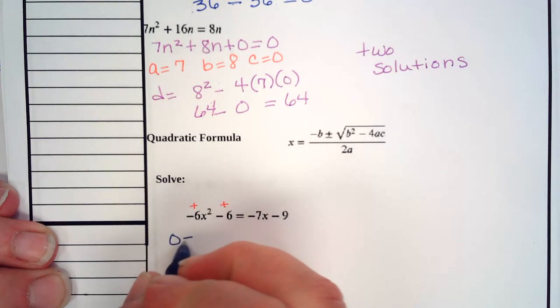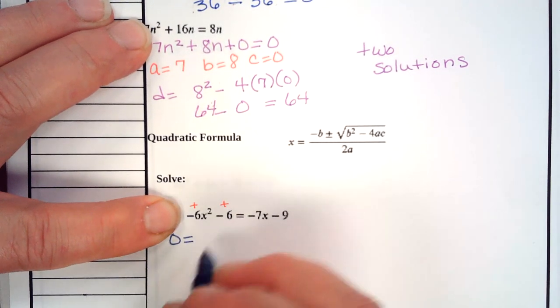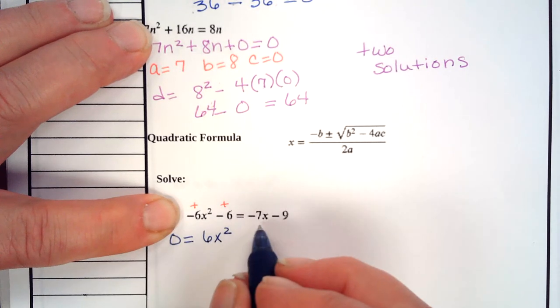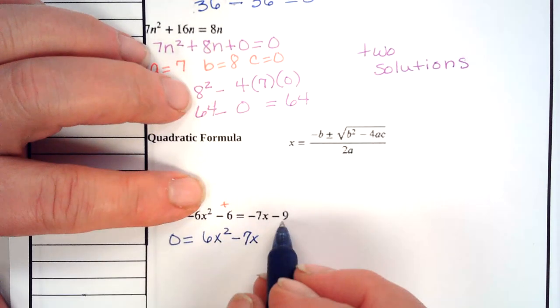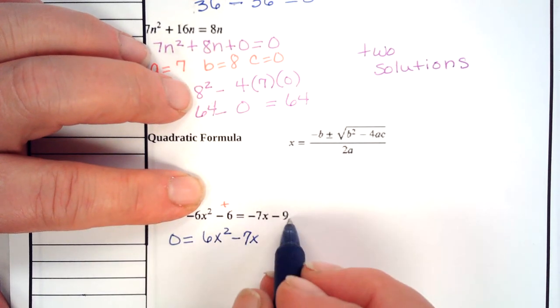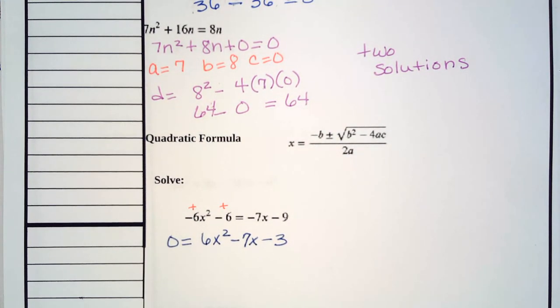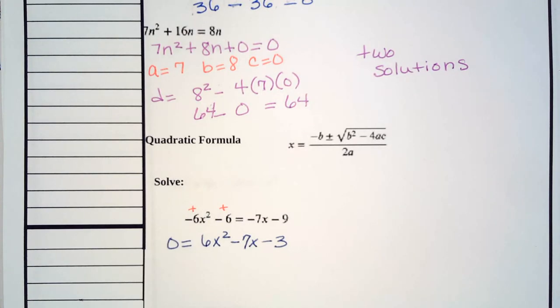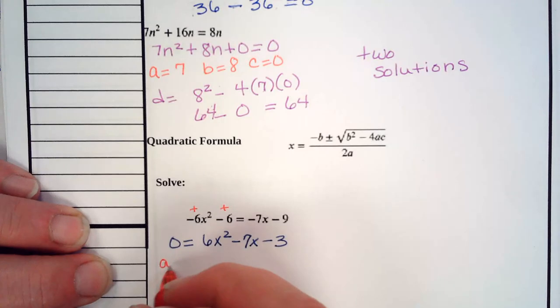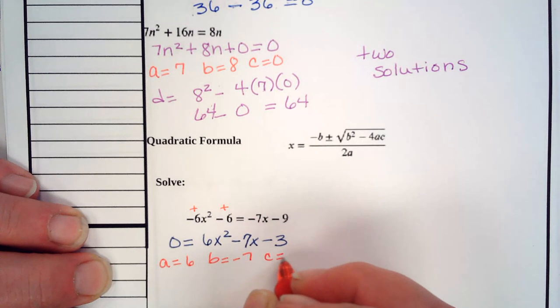So 0 is equal to, I've got a positive 6x here, I don't have anything here that's x squared, 6x squared. Then I bring down the negative 7x. Then I've got 6 minus 9. Positive 6 plus negative 9 is negative 3. If you need to put it underneath, that's fine. Step 1, set it equal to 0. Step 2, find your discriminant. A is equal to 6, B is equal to negative 7, and C is equal to negative 3.